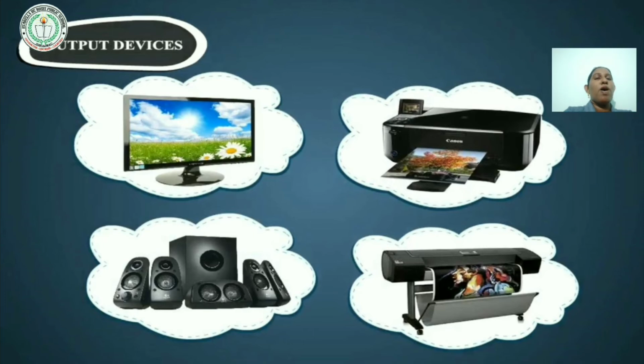These are some commonly used output devices. Which are they? First one, monitor. Second one, printer. Third one, speaker. And fourth one, plotter. These are the commonly used output devices.